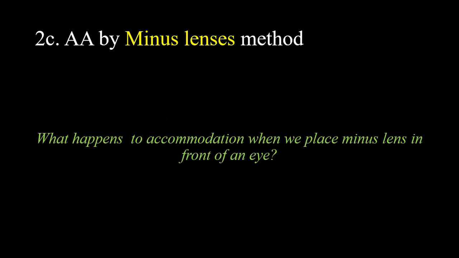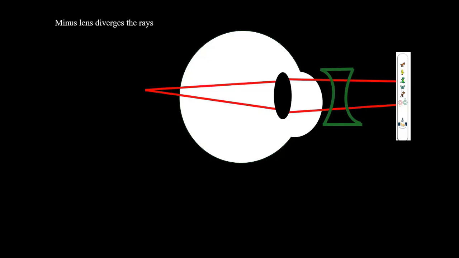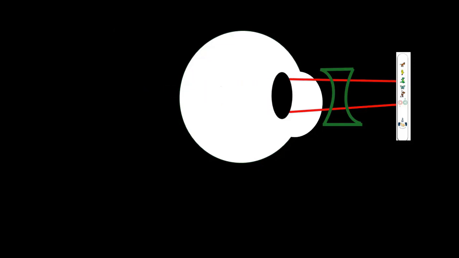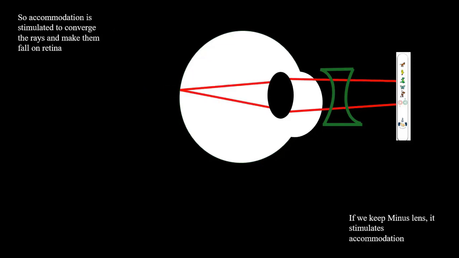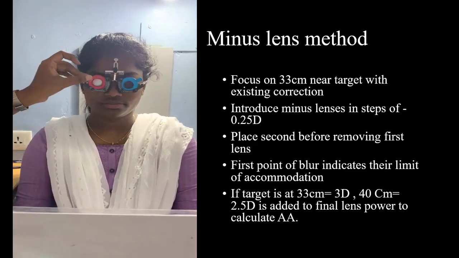So what happens to accommodation when we use the minus lens method? First let's understand that. From a target, we have the rays falling on the retina. Suppose we keep a minus lens, or diverging lens. It diverges the rays and the rays fall behind the retina. So now what will the eye do? It wants the rays to focus back onto the retina, so it will start increasing its accommodation so that the rays fall onto the retina. So whenever we keep a minus lens, the accommodation is stimulated. So this is the method.